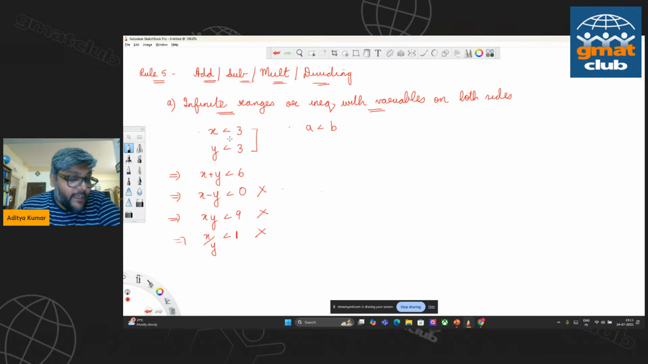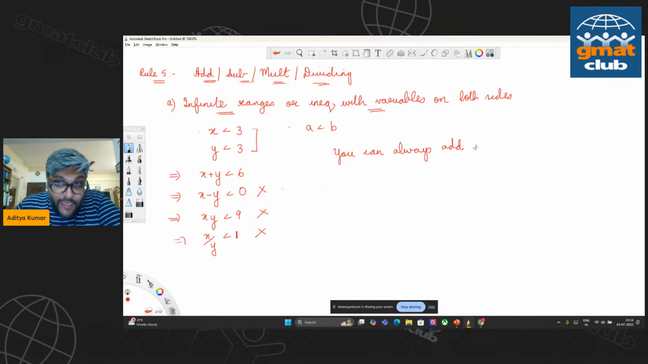You cannot subtract, you cannot multiply, you cannot divide, because subtraction, multiplication, and division will depend upon the signs and magnitudes of the quantities that you consider. But with addition, I don't need to worry about the signs and magnitudes. It'll always hold. You can always add inequalities. Addition is the safest mathematical operation that you can use between sets of inequalities, provided the inequality signs are pointing in the same direction.